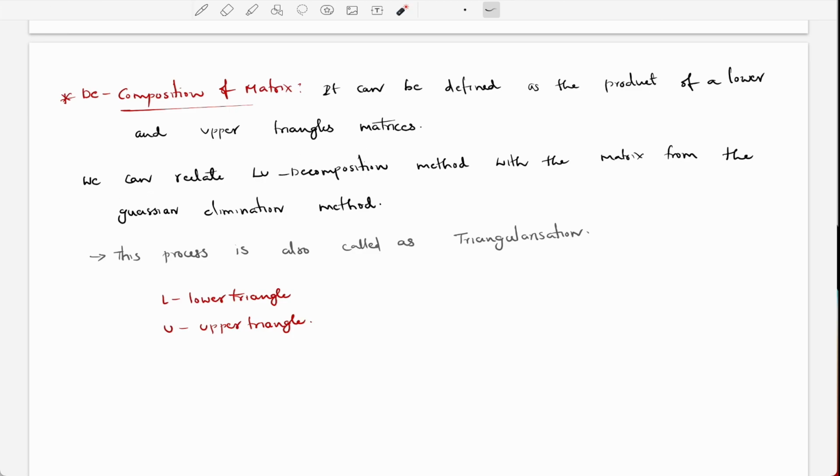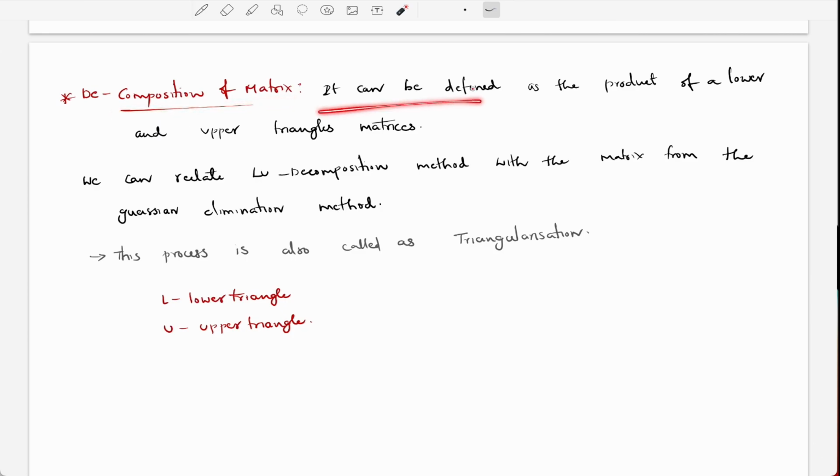We can relate this lower and upper decomposition method with the matrices from the Gaussian elimination method. What is the Gaussian elimination method? You're going to get that in our next lecture. What is Gaussian and what is the bell curve? How these indicate the data and the distribution will come in our further lectures. Don't worry, just focus on the decomposition of matrices.